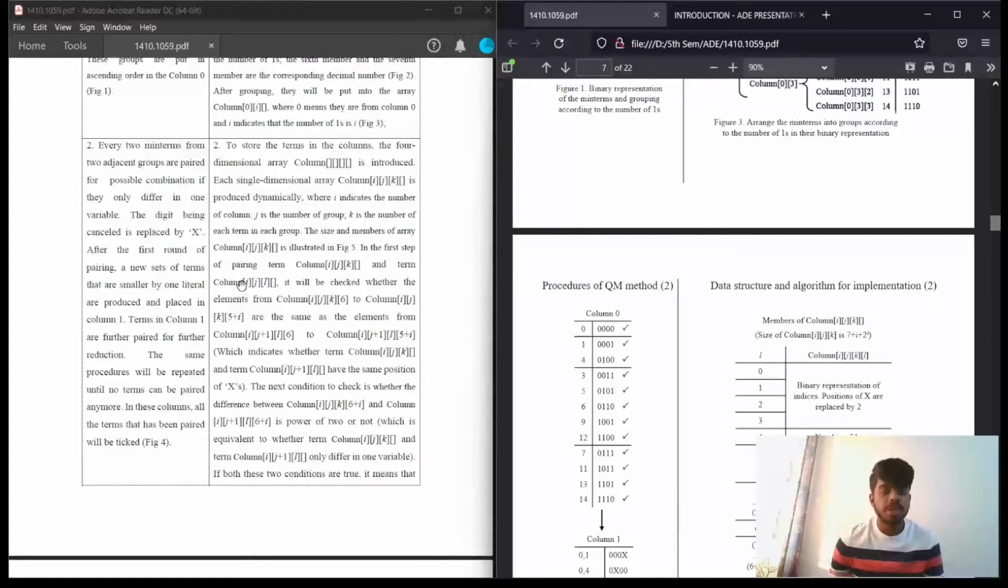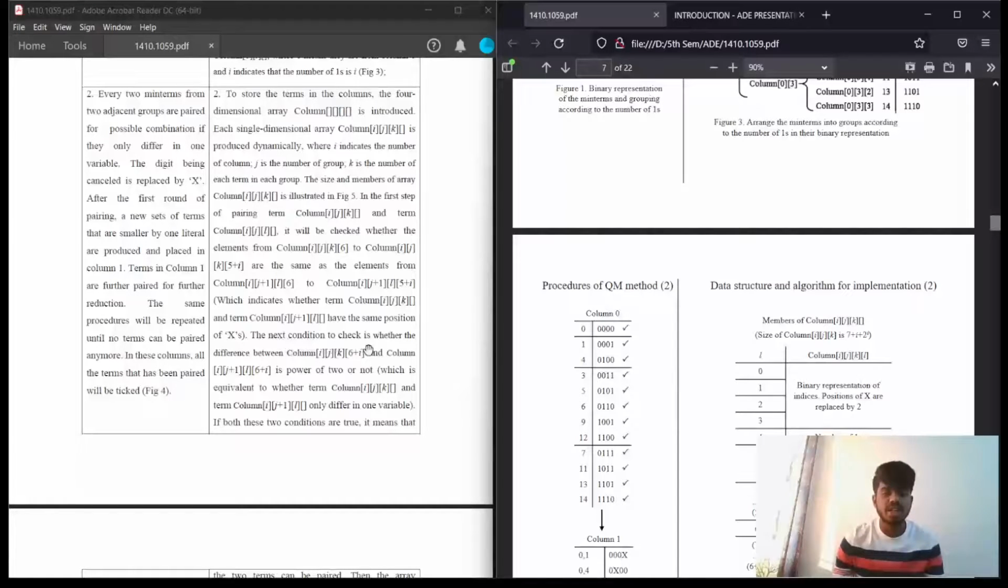So in the first step of pairing, the term column ijk and term column ij+1 l, it will be checked whether the elements from column ijk[0] to column ijk[i] are the same as elements from column i+1 j l[0] to column i+1 j l[i]. So let's see what happens, it's the same way we are trying to group over there. The same way it's checked in the different groups of the same column. It checks, suppose these two differ by one binary digit, then these particular things are checked.